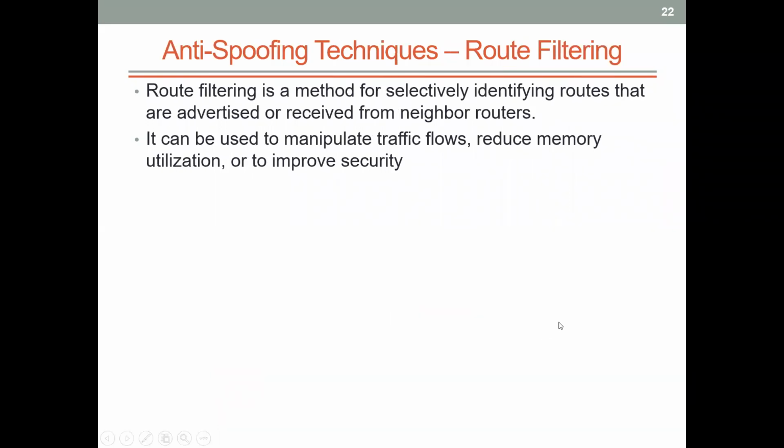So, IP anti-spoofing techniques. There are a couple of methods that are used to mitigate IP spoofing, and route filtering is one of them. It's a method to select or identify the routes that are advertised from neighbor routers. Using IP prefix filters, we can manipulate the traffic. We can specify which traffic we want to accept into our network based on several attributes. For example, we can check based on the source address, the destination, the port, and other things.